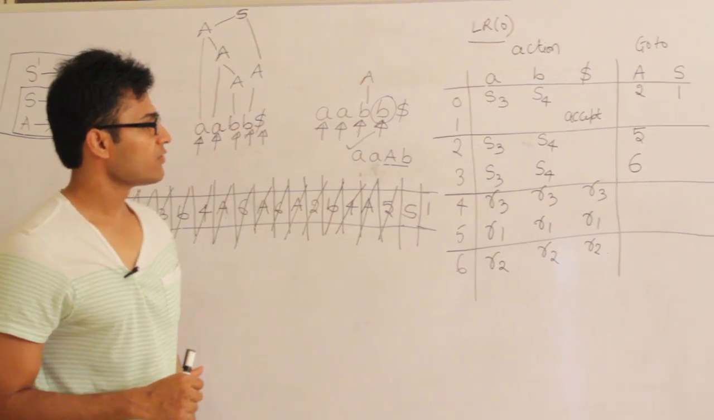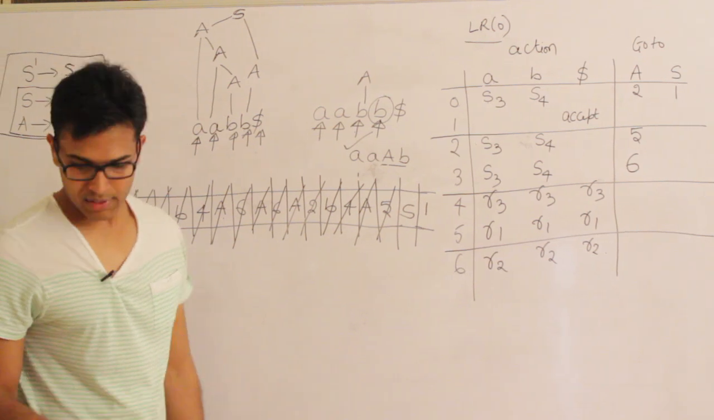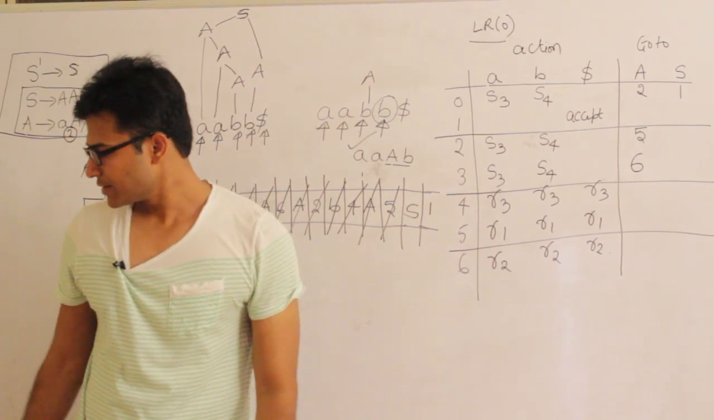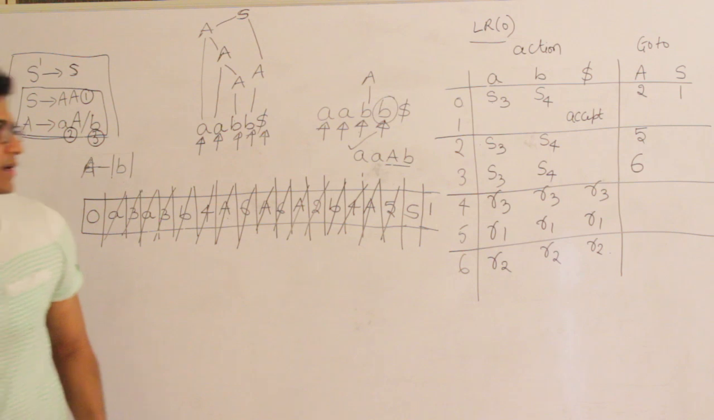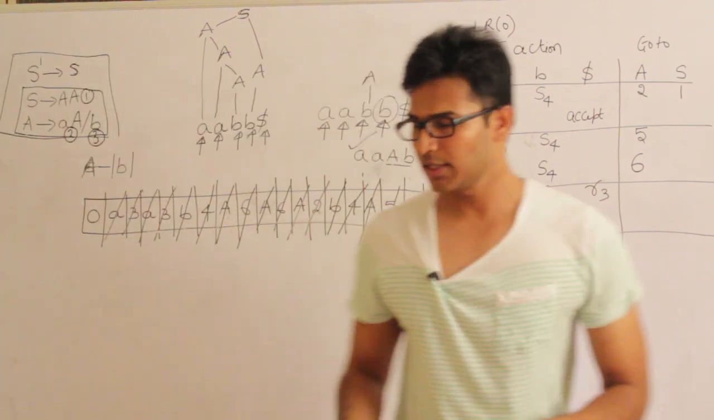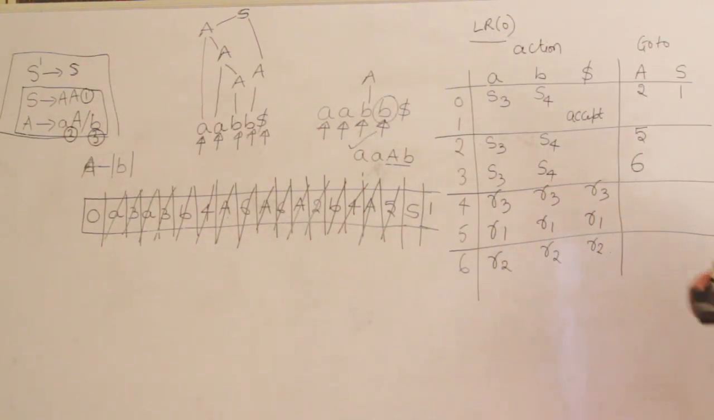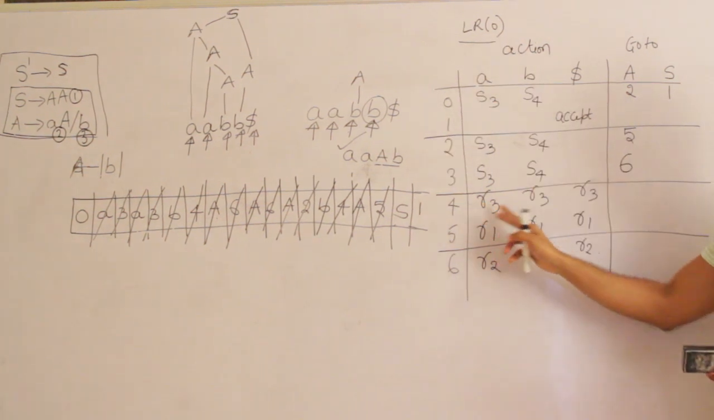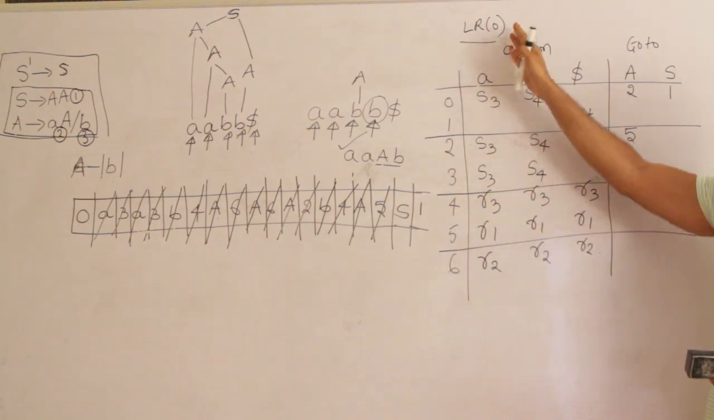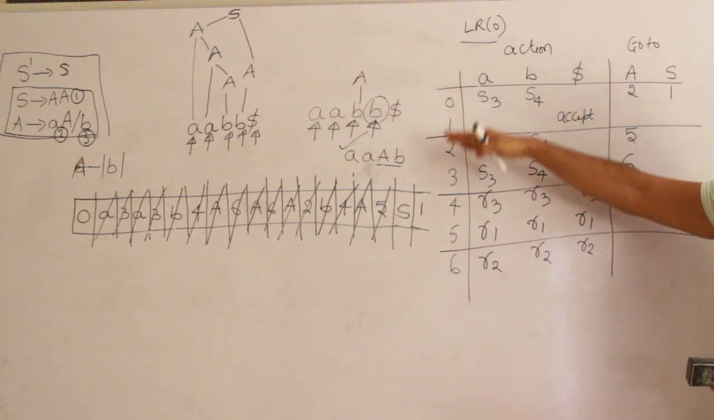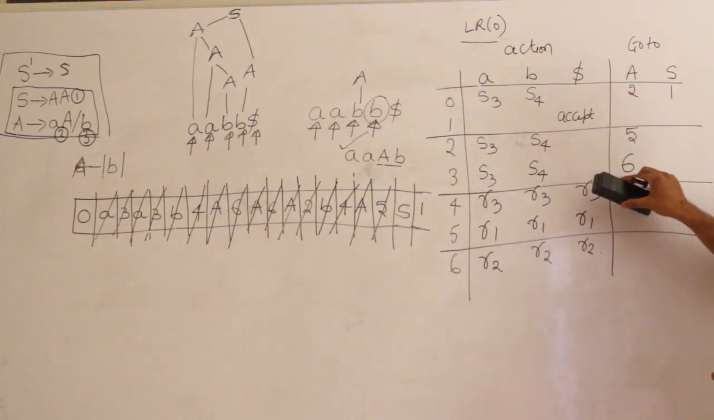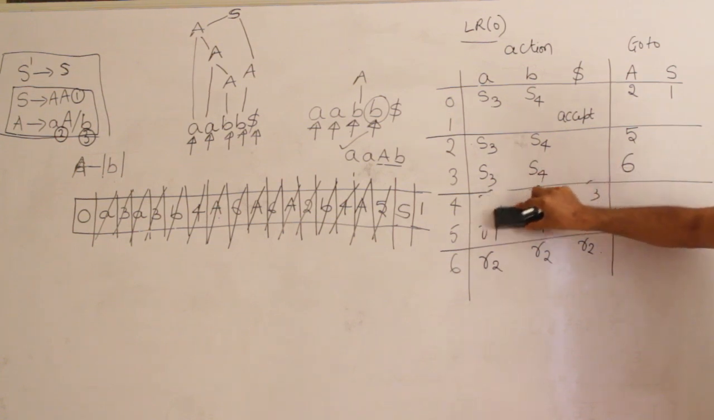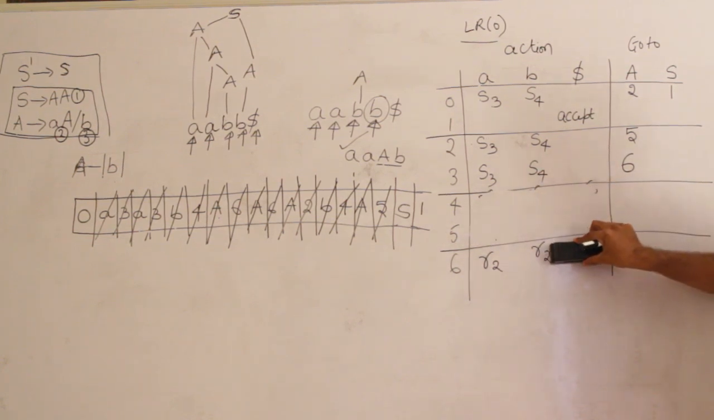Now there is a small difference between LR0 and SLR1. Now what does SLR1 say is, whenever you have a final item in a state, don't put the reduced moves in the entire row. The main difference between LR0 and SLR1 is in terms of reduced moves. Both are using canonical collection of LR0 items only, but coming to the placement of reduced moves, both are different. So observe this.